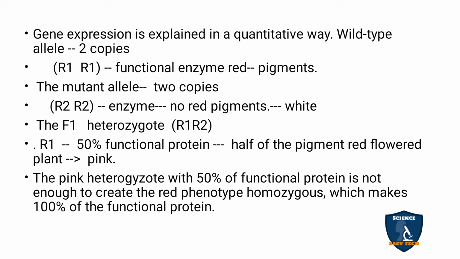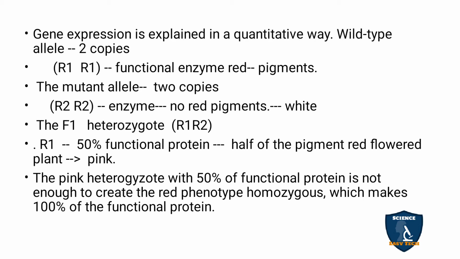The wild type allele, that is red R1, has two copies and it produces the functional enzyme for red pigment. The mutant allele also has two copies, R2. The enzyme has no red pigment, so it cannot produce the red pigment. Instead, the particular flower is white in color.